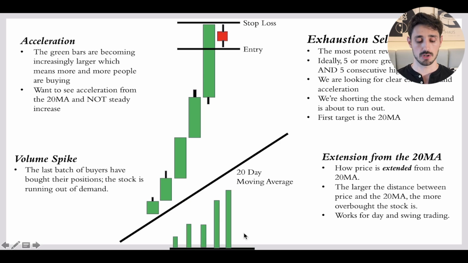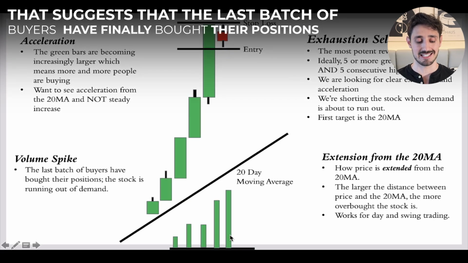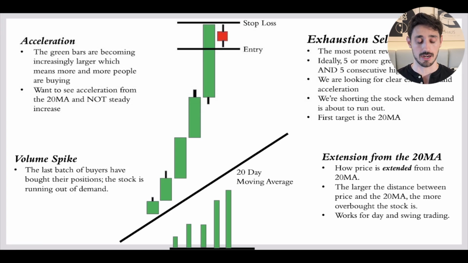And once again, we want to look for a volume spike because that suggests that the last batch of buyers have finally bought their positions, that the stock is officially running out of demand. Just like how it works to the downside, you could think of this last volume spike as the final batch of buyers that are finally FOMOing in. They're finally going long, trying to capitalize on the move higher.